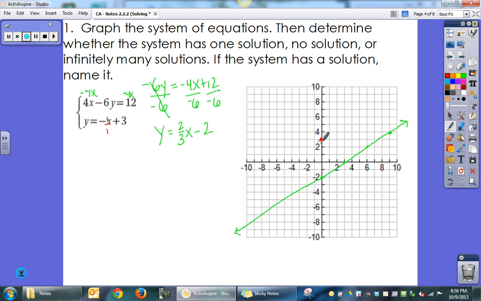to go down one to the right one, down one to the right one, down one to the right one, and you can see right there is where my lines are going to cross. So this, even though I didn't do a very good job of my line, this is my solution. So my solution to the system is 3, 0. That means if I plug 3 in for x and 0 in for y, it's going to satisfy both of those equations.